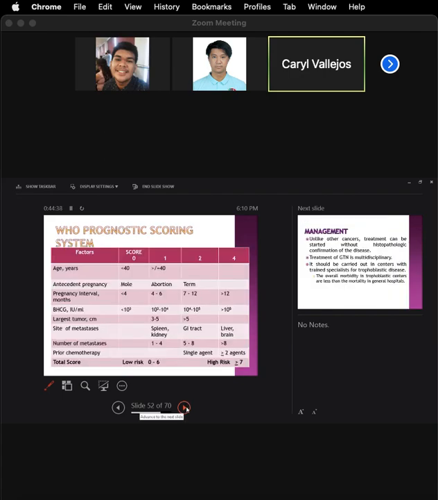So how do we do the prognostic scoring? The factors are your age, the antecedent pregnancy, the pregnancy interval, or how many months since it happened, your beta hCG result, the largest tumor size, the sites of metastasis, number of metastases, and prior chemotherapy, or if the patient received chemoprophylaxis prior to that. So the low risk is 0 to 6, and high risk if the patient scored 7 or more. So that is the scoring.